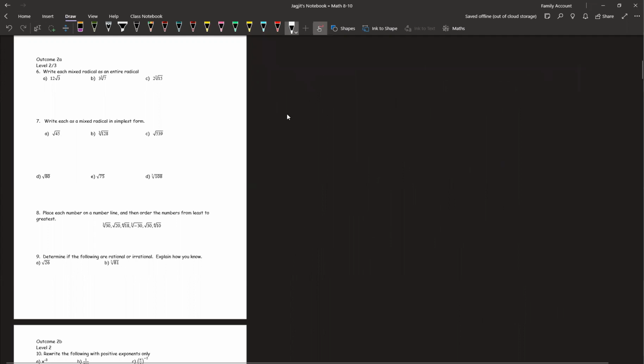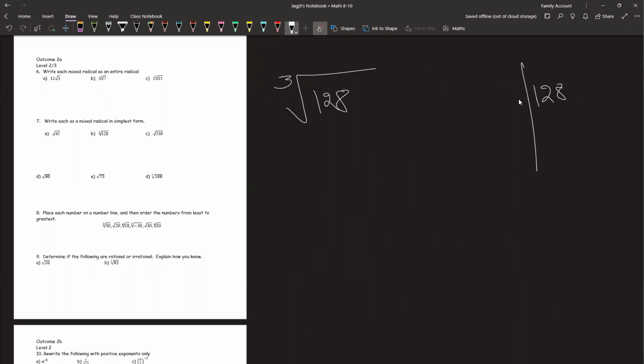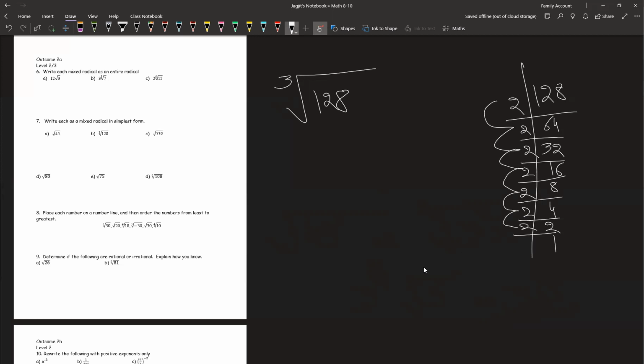If I give you the cube root of 128, again, we want to factor 128 fully. Divided by 2, you get 64. Divided by 2, you get 32. Divided by 2, 16. Divided by 2, 8. Divided by 2, 4. Divided by 2, 2. Divided by 2, 1. 1, 2, 3, 4, 5, 6, 7. So 128 is 2 to the power 7.